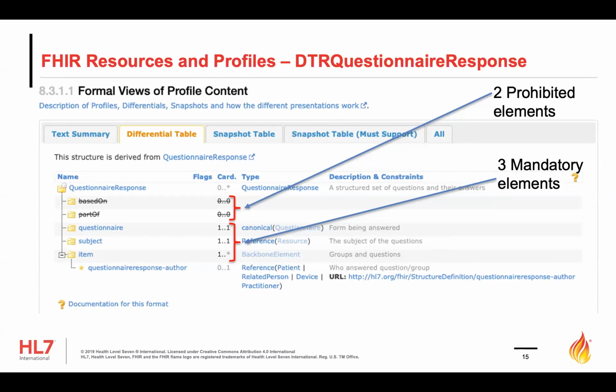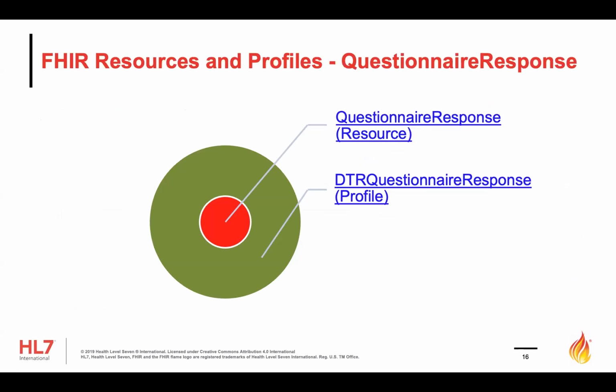And tomorrow we'll get into the IG a little bit more, but this is just to give you an idea of things to look for in the IG, as far as this is a differential table and shows you required fields and whatnot. And again, another graphic. This is not as nested, if you will. We've profiled the questionnaire response, which is just a resource that we profile.